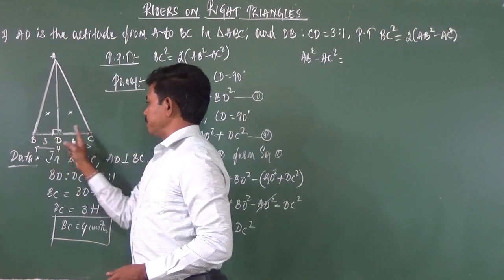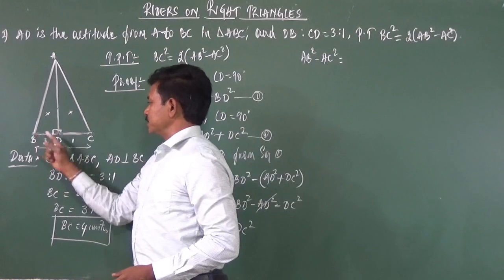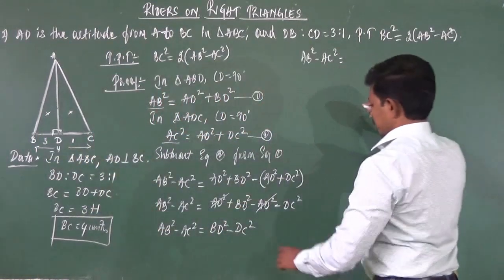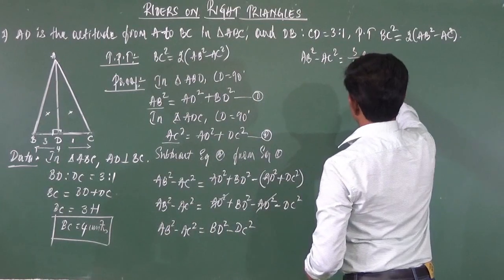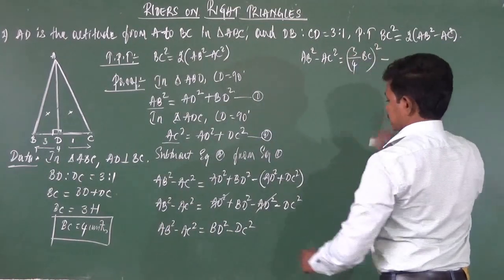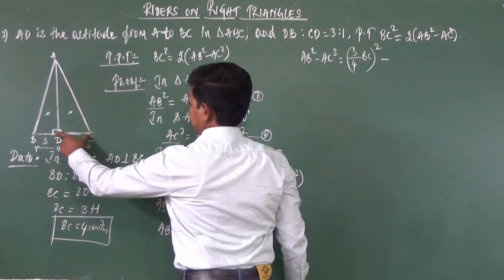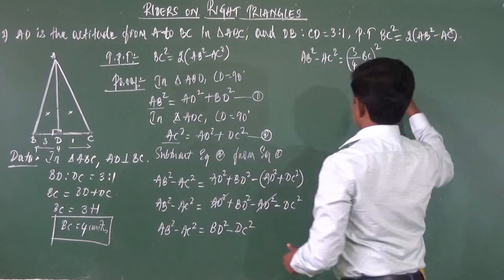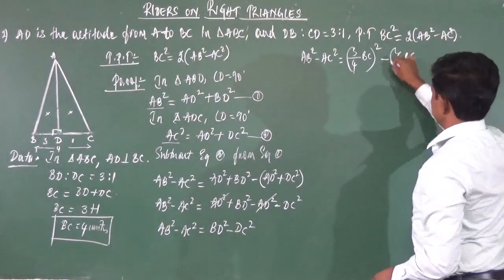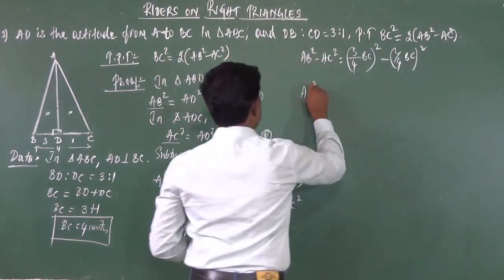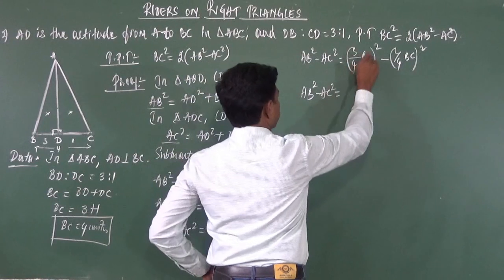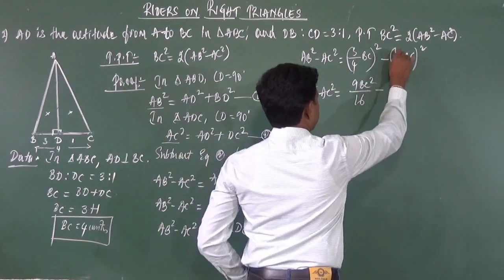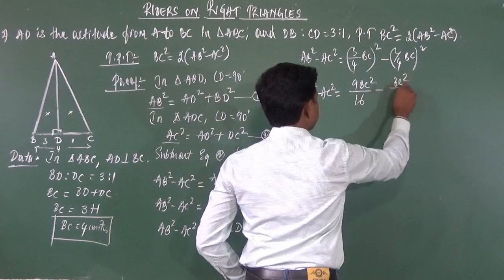So AB square minus AC square is equal to, instead of this BD, you can see here BD is 3 units and entire BC is 4 units. So BD is 3 units out of 4 units, that is 3/4 of BC. So BD can be written as 3/4 of BC whole square, minus DC, which is 1 unit out of 4 units, so 1/4 of BC, whole square. So AB square minus AC square is equal to 9 BC square by 16 minus BC square by 16.